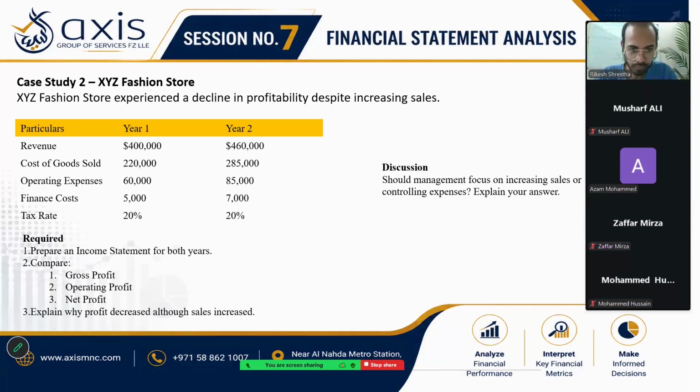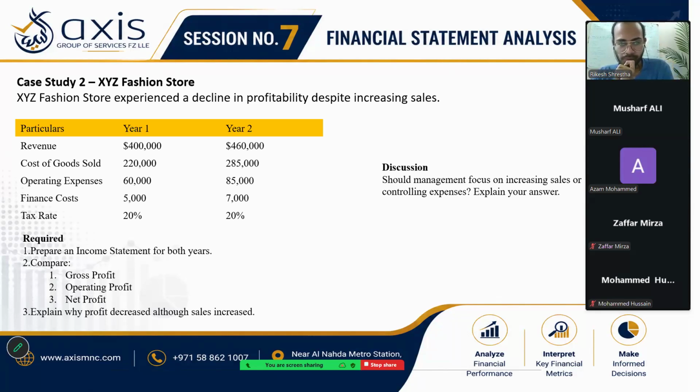Question number 3 I want. Because of the increment of the COGS, operating expenses, and finance cost. Because operating expenses increased compared to the previous year, sir. Around 15,000 it increased. So cost of goods sold increased by 65,000, right? Where sales increased by 60,000, cost of goods sold increased by 65,000.